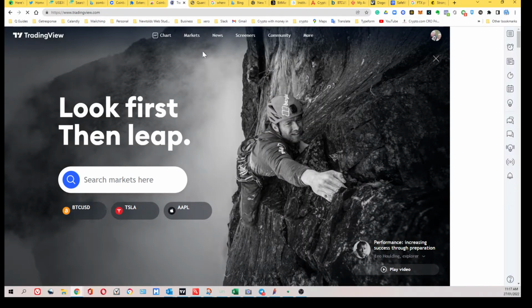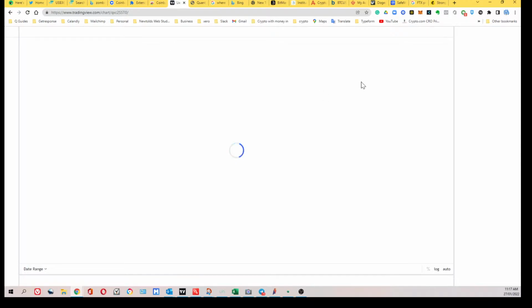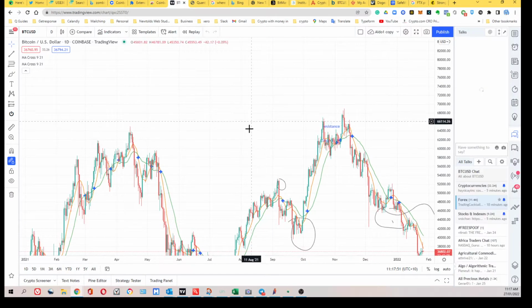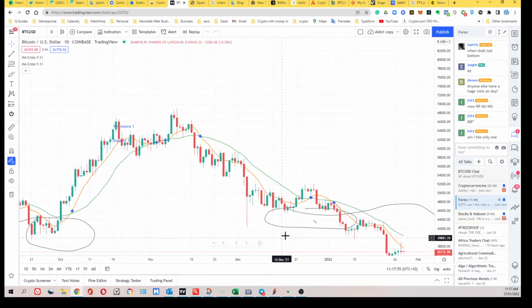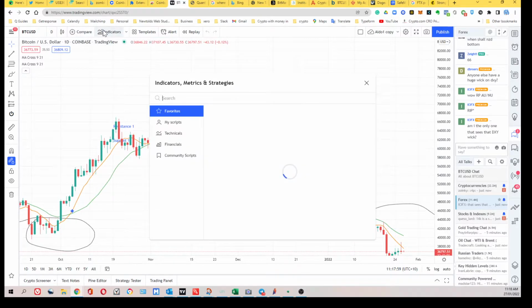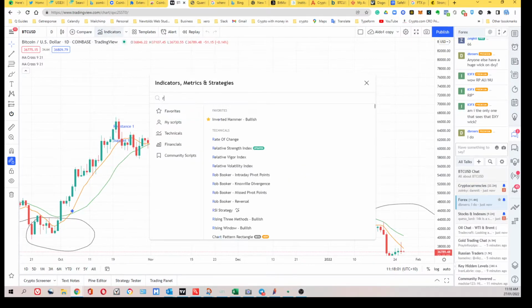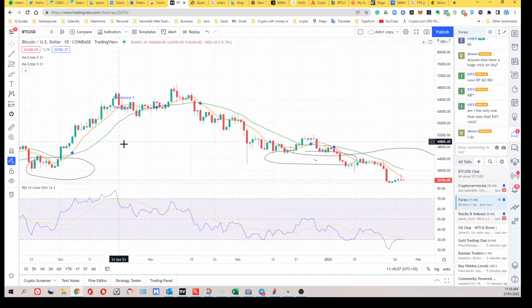All right, so if we go to charts, anyone can use this. I've got a paid subscription to it because it gives me more things that I can use. But if we go to BTC here, you see I've been playing around with stuff. If we go to indicators, we can add in the RSI. There's a few different ones. We'll just put in that one, the relative strength index.